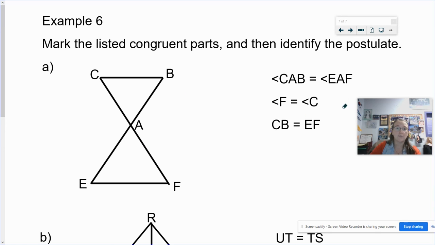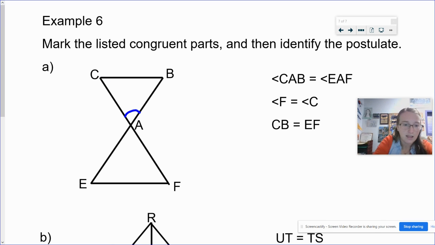I want you to mark them on the picture and then based on that, identify the postulate. So take a moment, copy this picture for A, and then mark these parts congruent, and then we're going to identify the postulate.